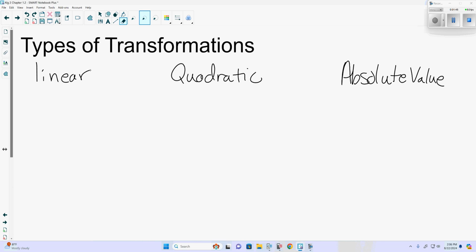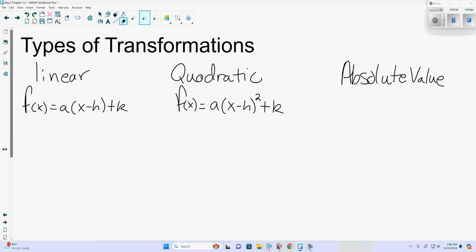Now the general versions or equations for these here. For the equation of a line, f of x is equal to a times x minus h plus k. Our quadratic, f of x is equal to a, parentheses, x minus h squared plus k. And absolute value, f of x is equal to a times the absolute value of x minus h plus k. So we had these three here.